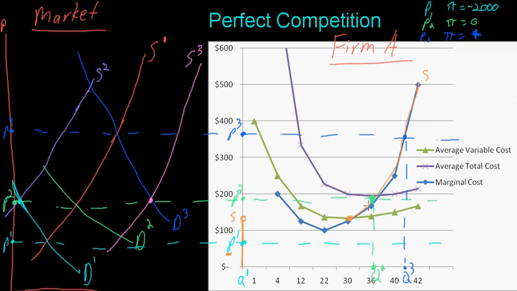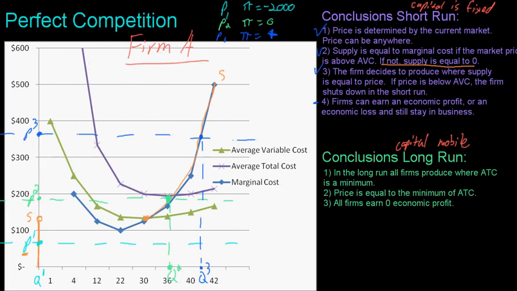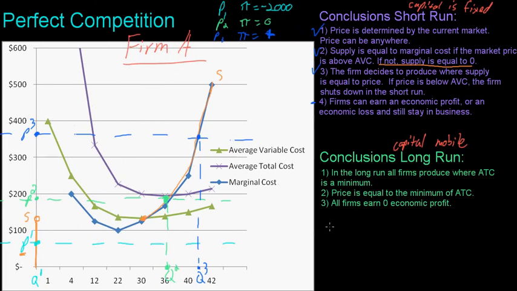economic profit. So going back, and I covered that kind of quickly, so if that doesn't make sense, pause, rewind, and rewatch it again. In the long run, all firms produce where average total cost is a minimum, because all firms in perfect competition are homogeneous. So they all produce at the minimum of their average total cost curve because of competition. Price is equal to the minimum of average total cost, again because of competition. And all firms earn 0 economic profit.